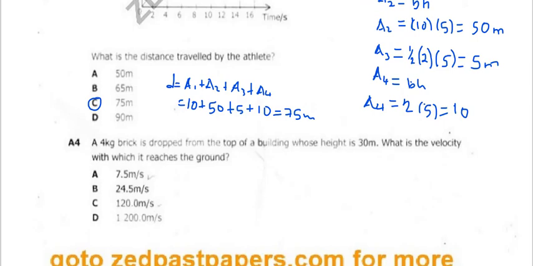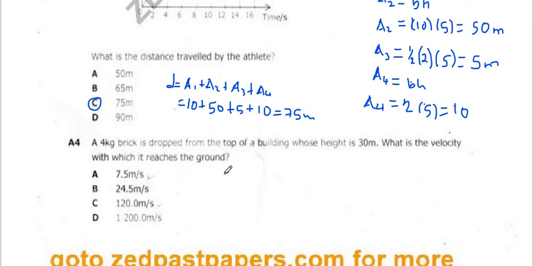We can move on to question 4. Question 4 says, a 4-kilogram brick is dropped from the top of a building whose height is 30 meters. What is the velocity with which it hits the ground? So we are given the mass, we're given the height, we are asked to find the velocity, right?